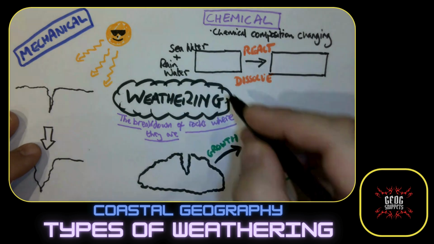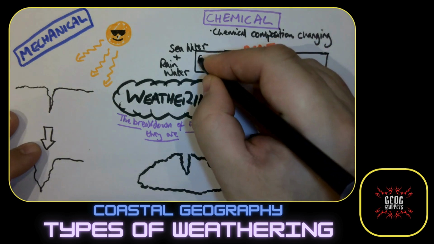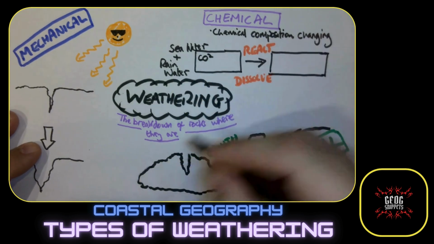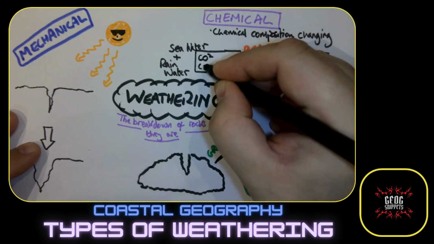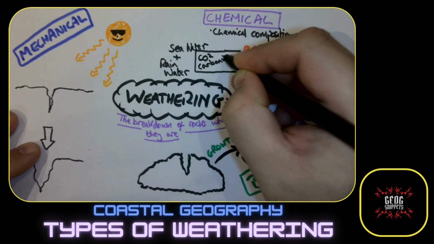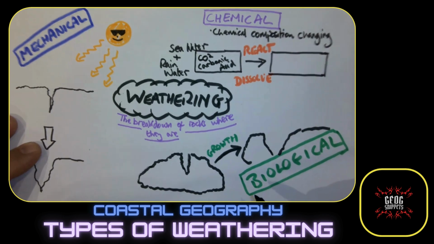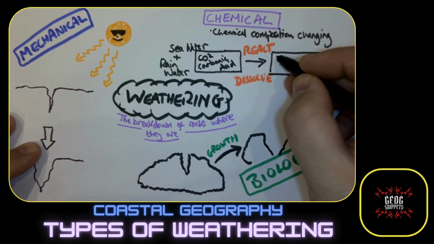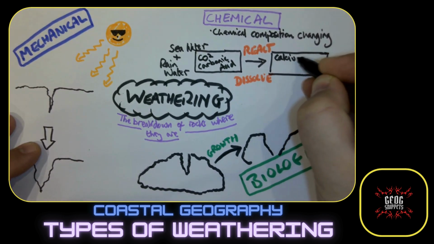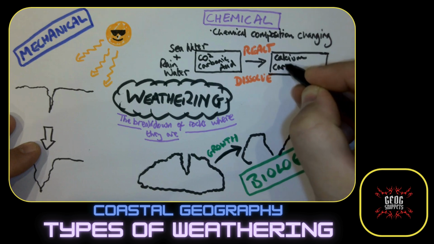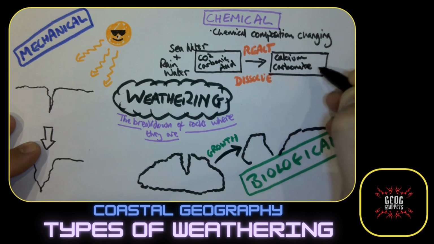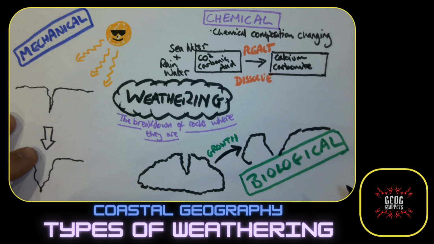So seawater and rainwater with CO2 creates carbonic acid, and that carbonic acid reacts with the calcium carbonate in rocks such as limestone, and that can actually then cause the rock to break down.